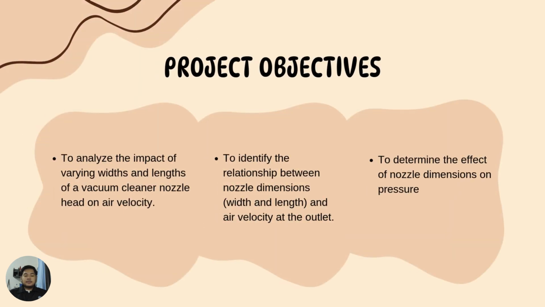This brings us to the project objectives, which are as follows. Number one, analyze the impact of varying nozzle width and length on air velocity. Number two, identify the relationship between nozzle dimensions and airflow velocity at the outlet. Number three, determine the effect of nozzle dimensions on pressure.